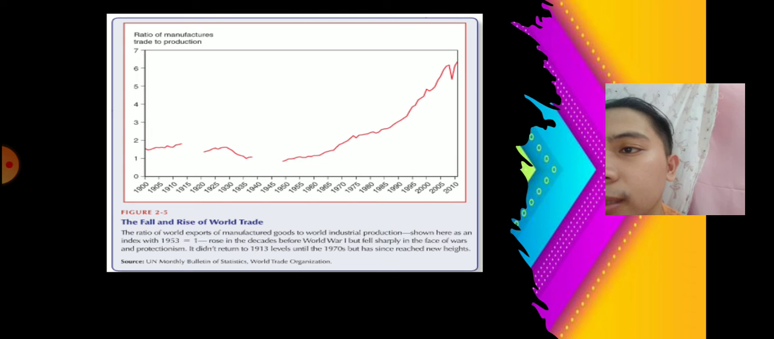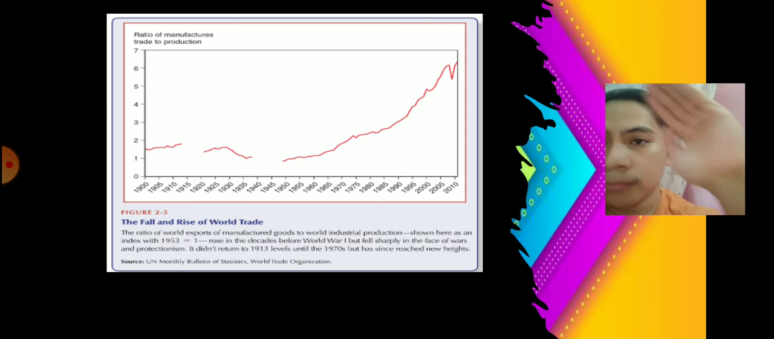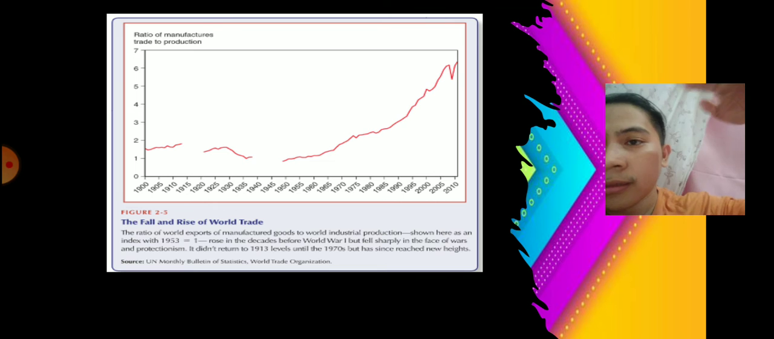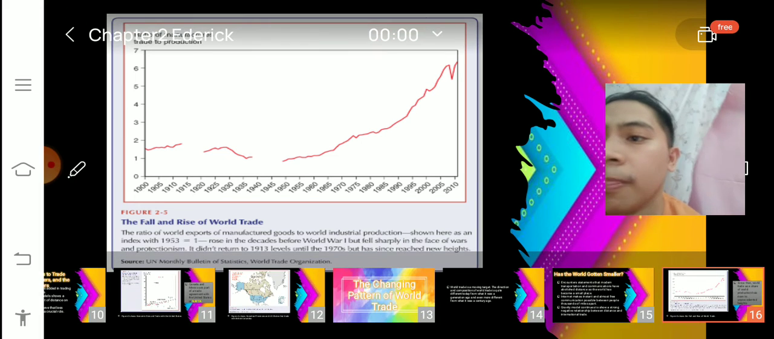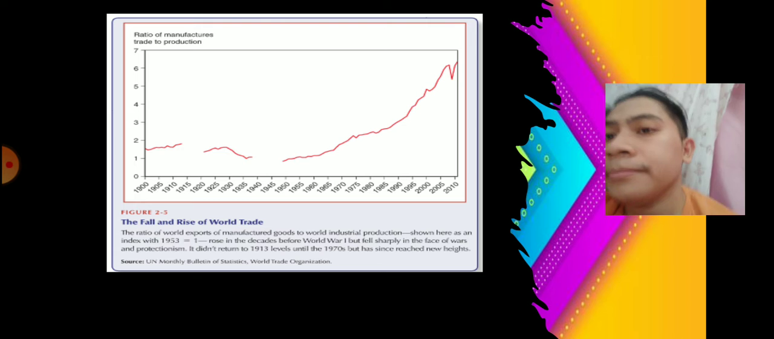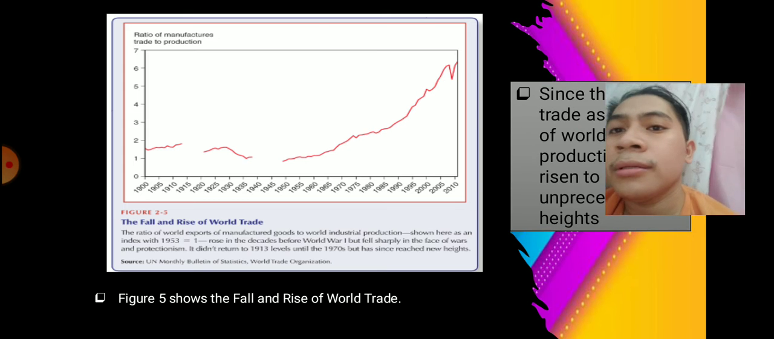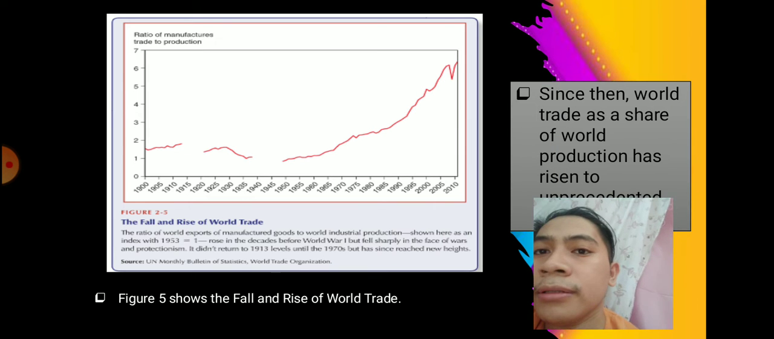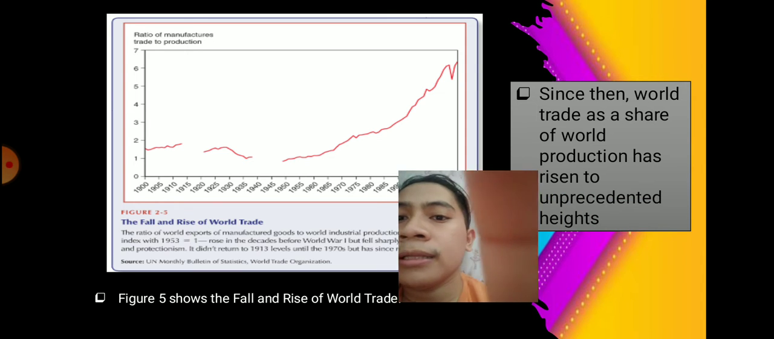So my understanding of this is that world trade rises and falls, and then increases again. The fall and rise of world trade. Figure 5 shows the fall and rise of world trade. Since then, world trade as a share of world production has risen to an unprecedented high.